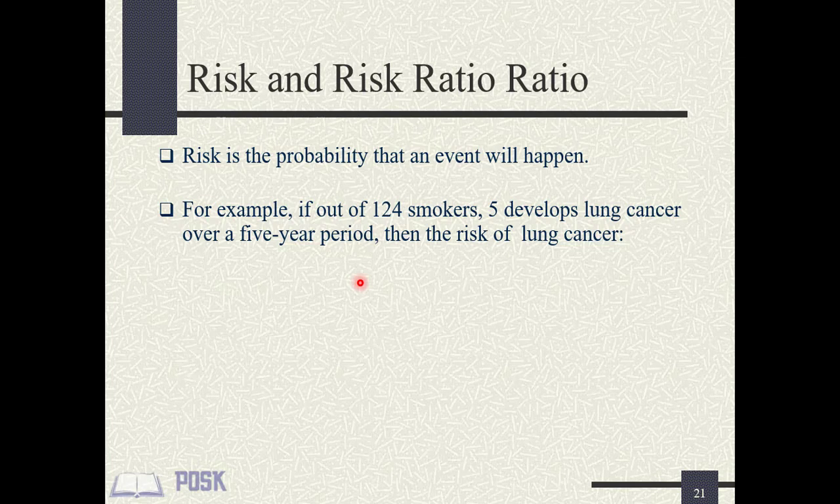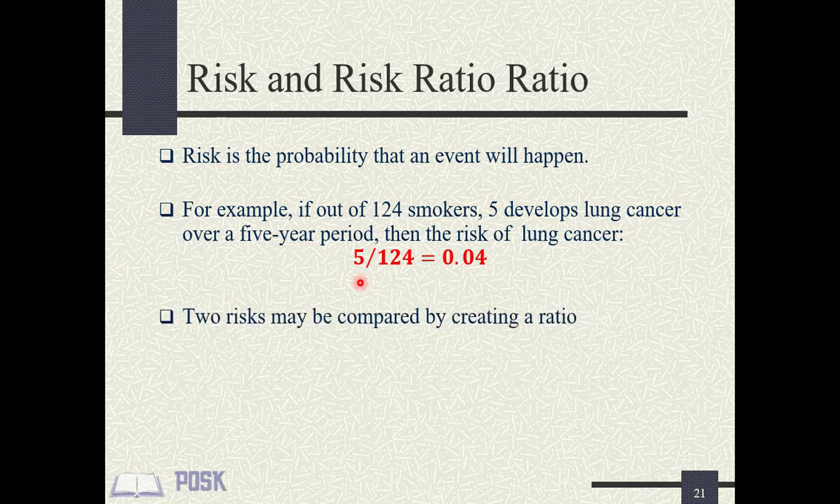What is the probability of a smoker in that group developing lung cancer? That would be 5 divided by 124, which is 0.04. You will then multiply 0.04 by 100 to obtain the percentage and report the risk as 4%.